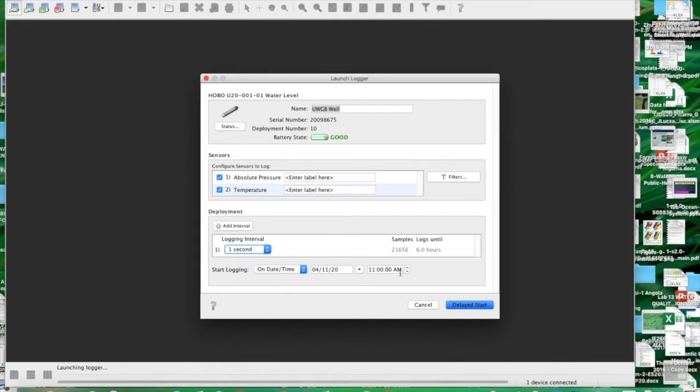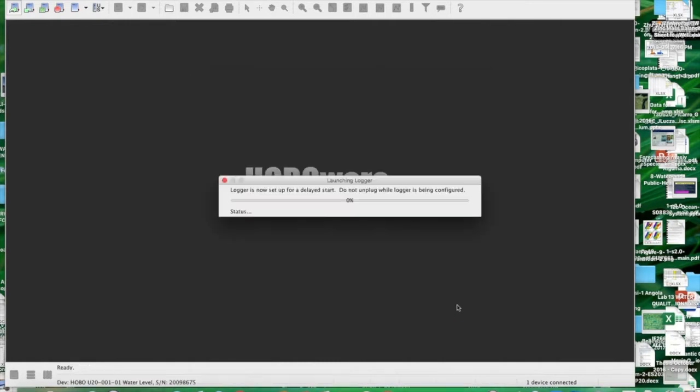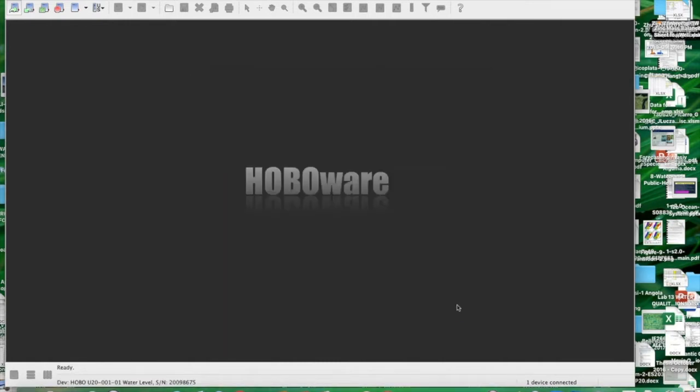So at this point, my 1 second interval should be good. It's going to start at 11 a.m. The computer should know my time. It's 11:29 a.m. And so I'm going to press that delayed start. The logger is now set up for a delayed start, and I'm going to assume that it's going to work.